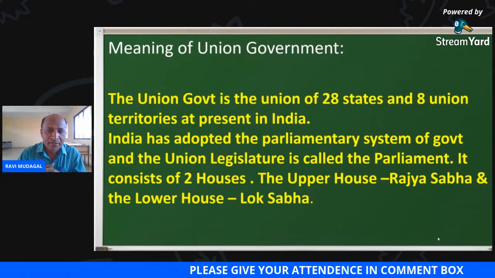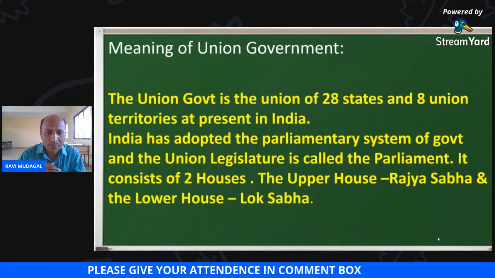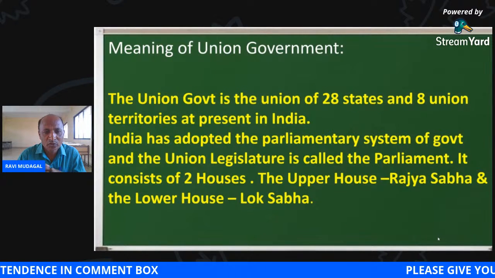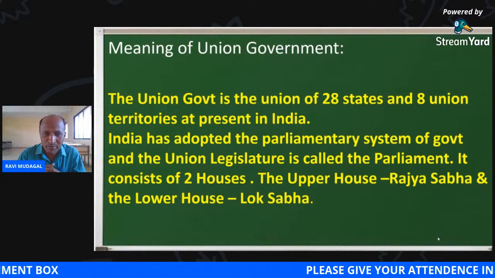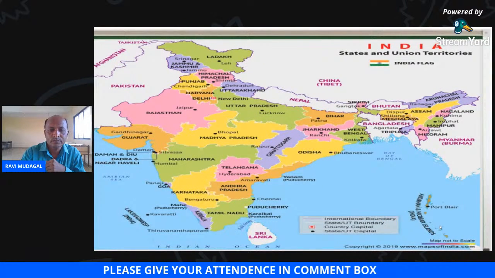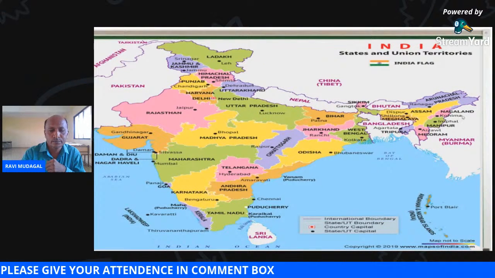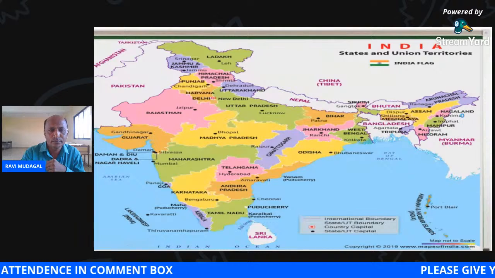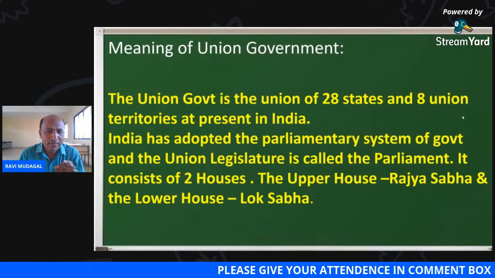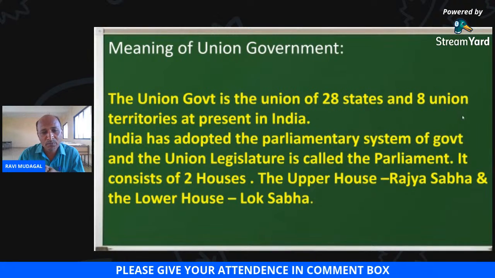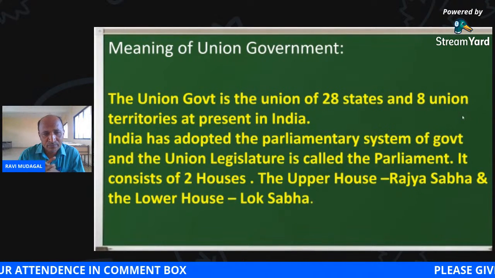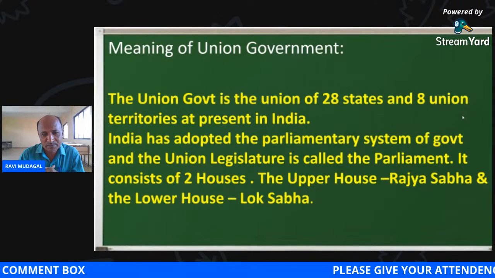Let's move on to the next point. India has adopted the parliamentary system of government, and the union legislature is called the parliament. Dear children, India has adopted, means accepted, the parliamentary system of government. The union legislature is called the parliament. It consists of 2 houses.